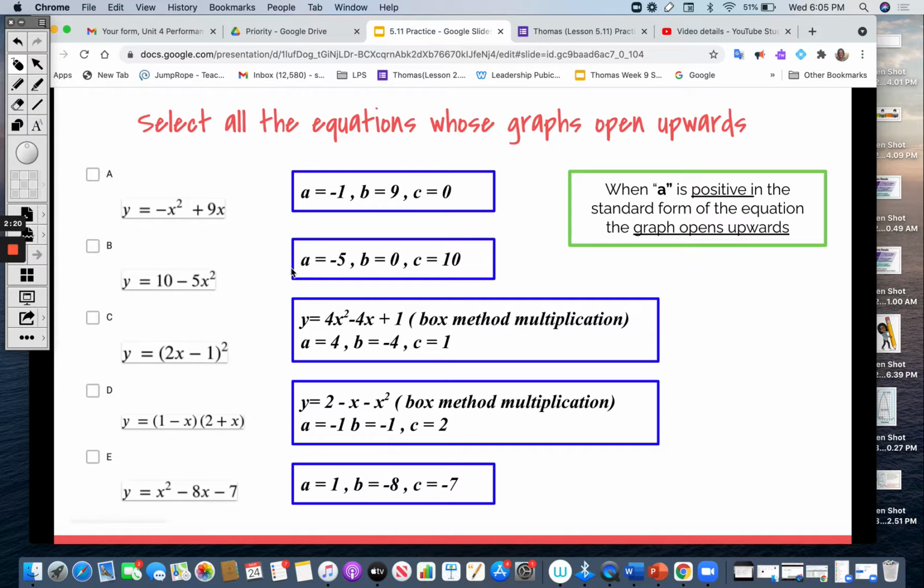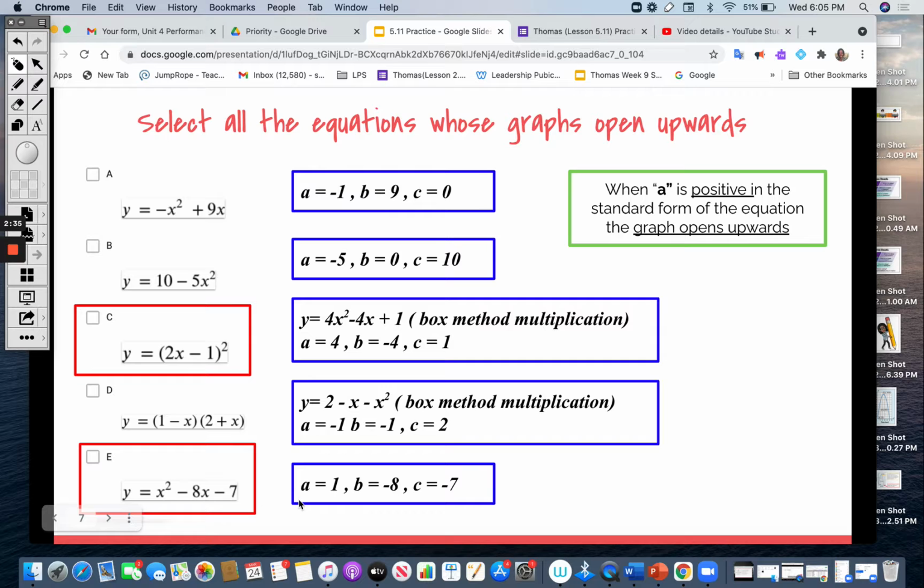So that's definitely not A. It's definitely not B. It is going to be option C because we're seeing that A is equal to 4. And it's not option D because A is equal to -1 right here. And we see that A is positive for option E as well. So only two of these, C and E, would be opening upwards. And the reason they would open upwards is because the A value in the standard form of the equation is going to be equal to a positive number.